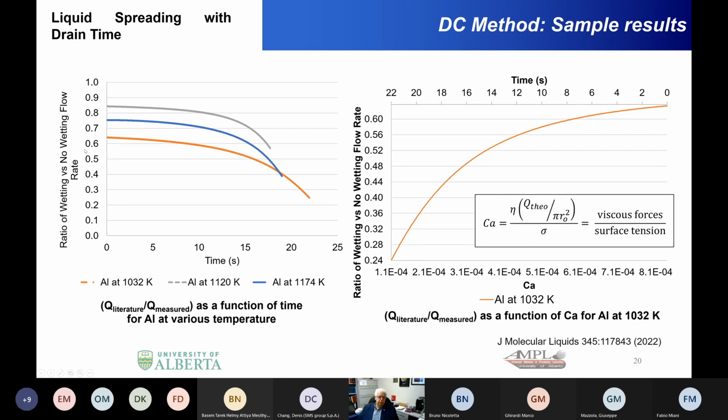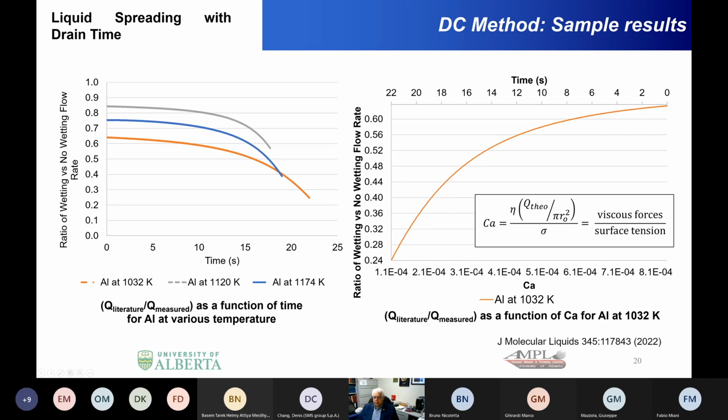And you can see in all these 3 temperature cases, we are less than 1 as a ratio, indicating that we are observing a flow rate that is slower than should be the case if we did not have wetting at the crucible, at the orifice exit.